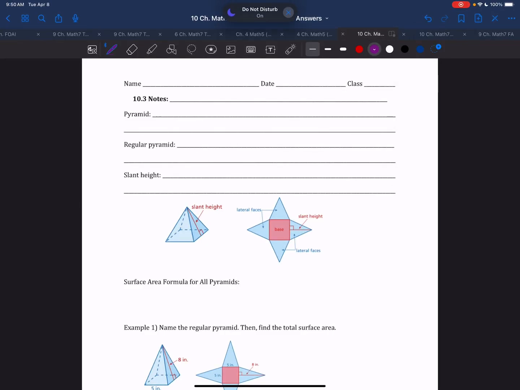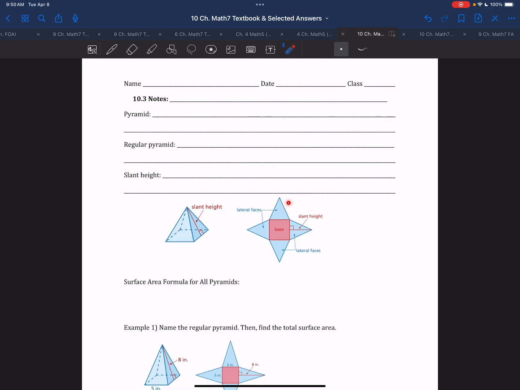All right, so we have been talking about how to find the total surface areas of prisms and cylinders. So today we are going to focus on finding the total surface area of pyramids. Pyramids are also a 3D shape, and they have some similarities to prisms, but they are different in some ways. So if you look at this photo down here, this is a pyramid.